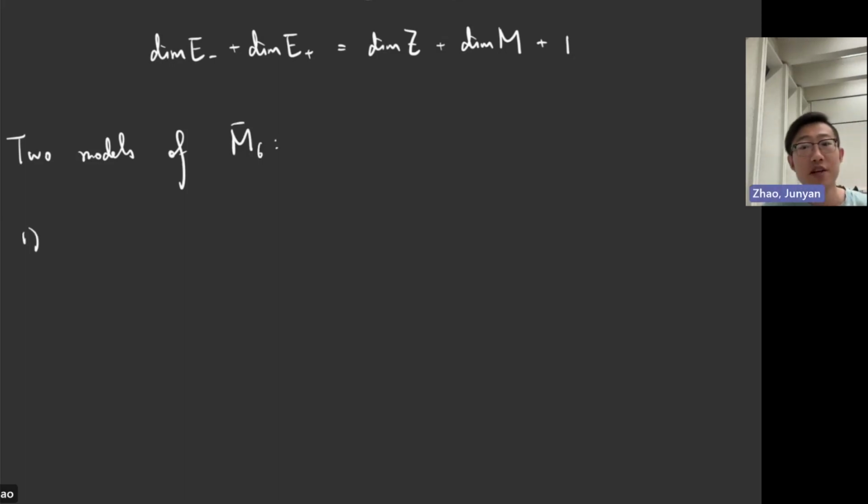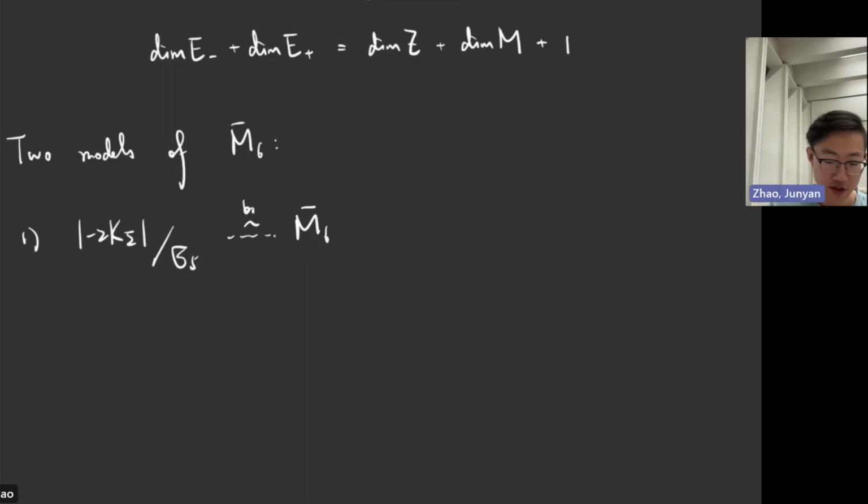The first one is given by GIT, because any general member in this moduli space M_6 bar can be embedded into the smooth quintic del Pezzo as a linear series in the double anticanonical. If we consider the linear series of this double anticanonical, then you mod out the automorphism group, which is the symmetric group S_5. This will give you a birational model given by GIT. So this is birational.